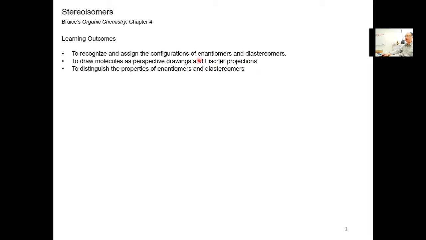We just learned Newman projection in the last chapter. And this time we'll learn a new projection called facial projections. Okay, we are also going to learn to distinguish between the properties of enantiomers and diastereomers, and the differential properties of these stereoisomers.